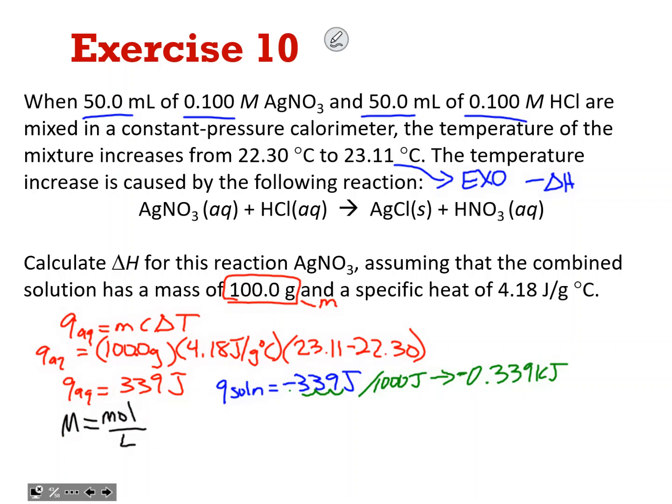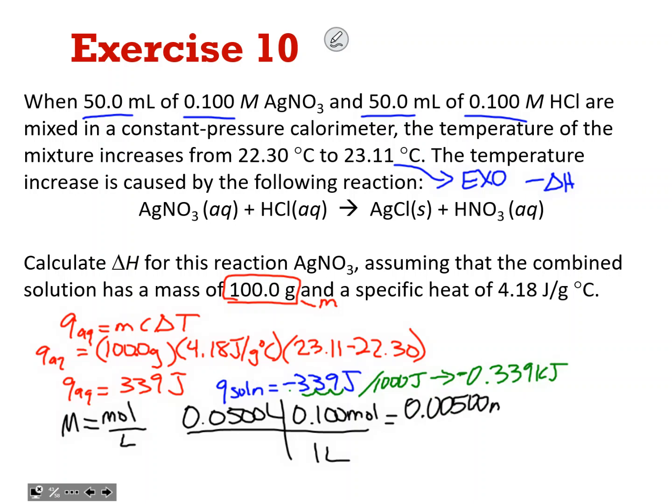And now we have to remember our molarity equation. Or you can use dimensional analysis, which I like to do. You could do it this way: 1 liter equals 0.100 moles, right? You could use the molarity equation, or you can go that route to find your moles. 0.005. And then all we have to do to find delta H, remember delta H is going to be Q over moles. So we divide these two, what do we get?